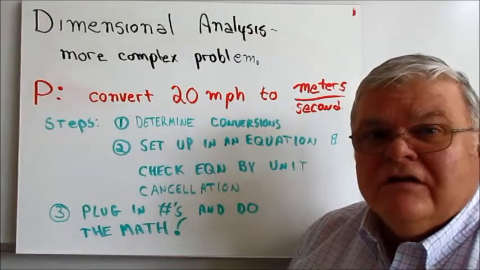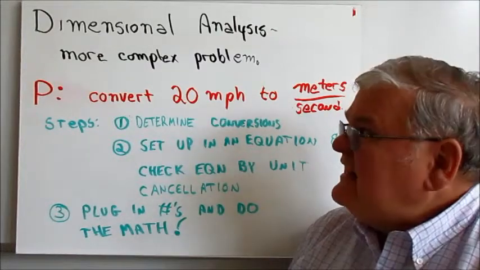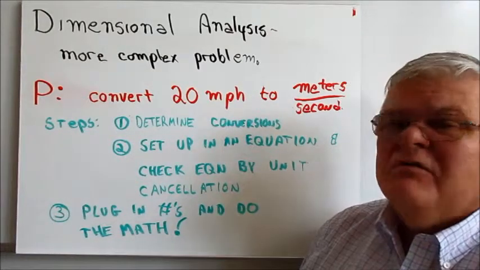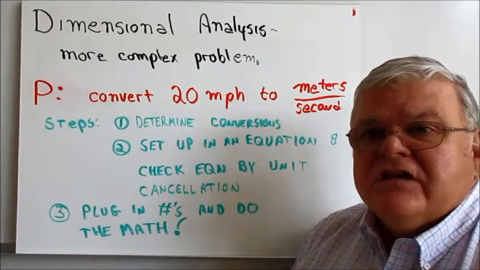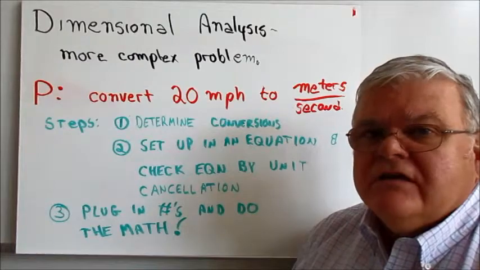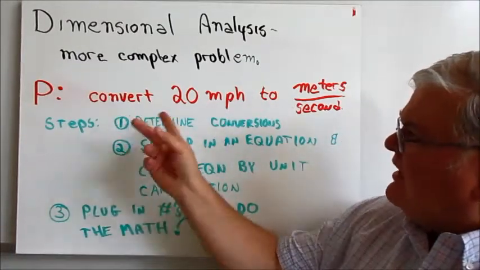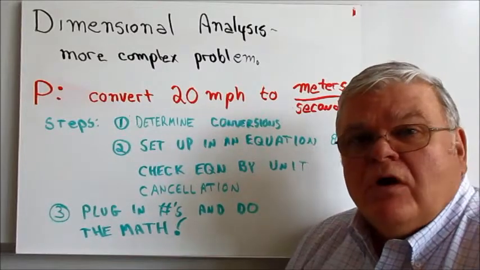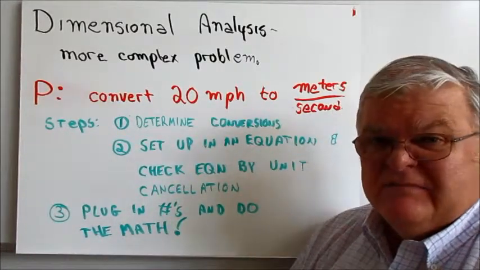Welcome to another installment of Physics with Mr. C. Today we're going to look at how to complete dimensional analysis. Remember, dimensional analysis is changing from one set of units to another. In this case, our problem is going to be to convert 20 miles per hour into meters per second.